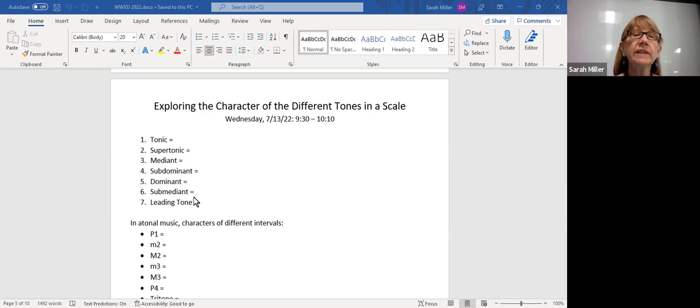So don't think of the subdominant as being one under the dominant. It's actually the fifth under the tonic. Make sense so far?